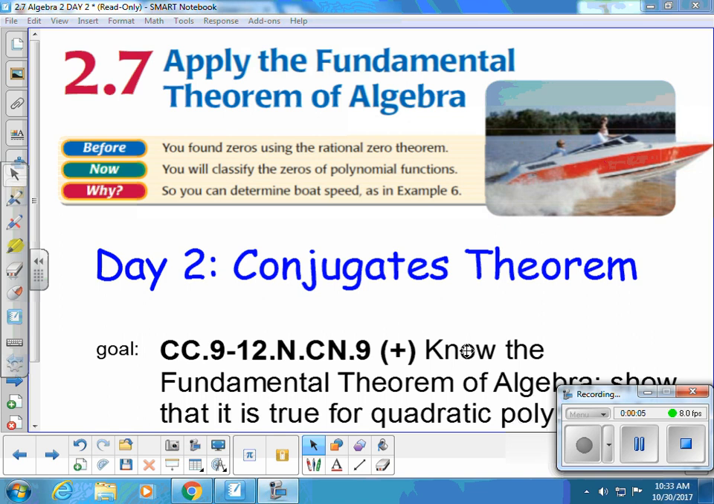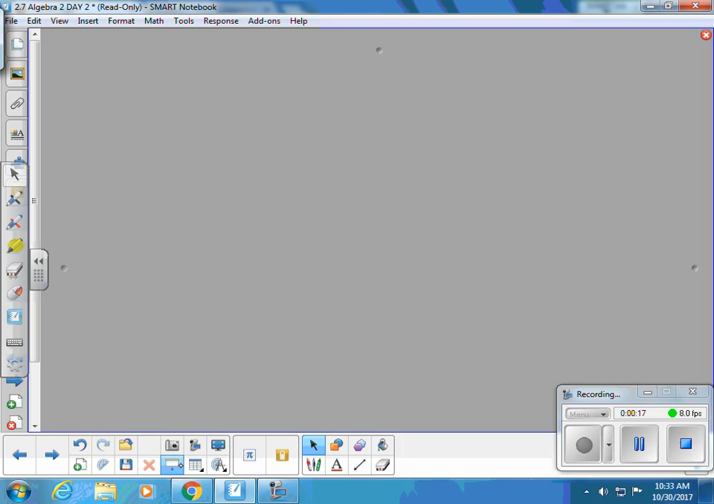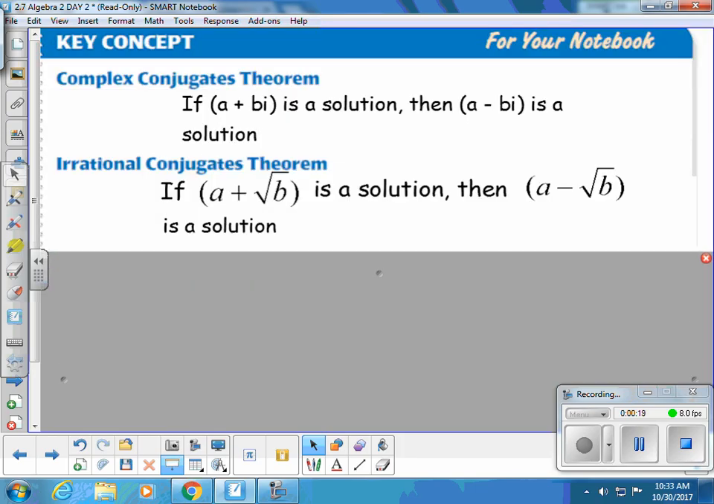Okay, so we're doing 2.7, the conjugates theorem today. It's not too bad. You have to remember what conjugates are, though. So let me pull up this slide. Go ahead and write down the theorem that you see at the top. I'll go ahead and cover up the bottom. The bottom's going to be fill in the blanks.